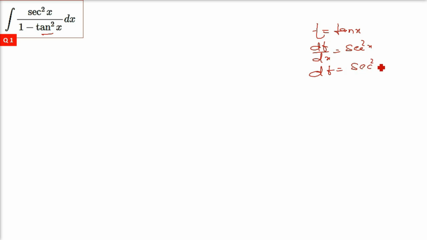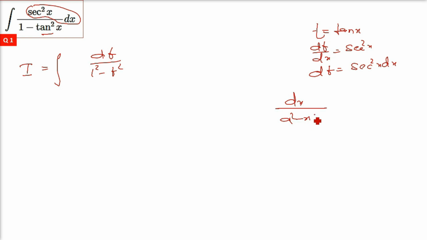The dt will become sec square x dx, which can entirely be replaced if you take t as tan x. Numerator we can write like this now after the replacement or assumption. This will be dt. The denominator will become 1 square minus t square because t was taken as tan x. This is dx by a square minus x square, this integration you already know.